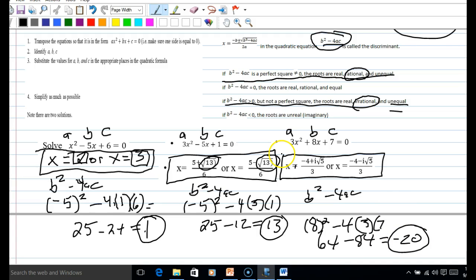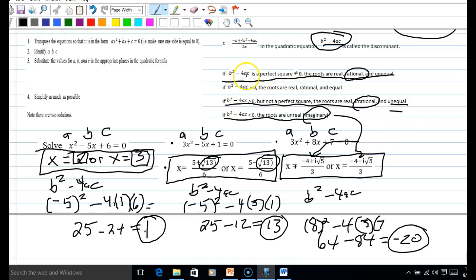So in essence, what you're doing is taking the square root. When you substitute negative 20 in for b squared minus 4ac in the quadratic formula, you're taking the square root of a negative number. So if b squared minus 4ac is less than 0, which means that it's negative, the roots are imaginary. And we see here that the roots are imaginary. So we can determine, to a certain extent, what our solution is going to look like by examining the discriminant, which is b squared minus 4ac.